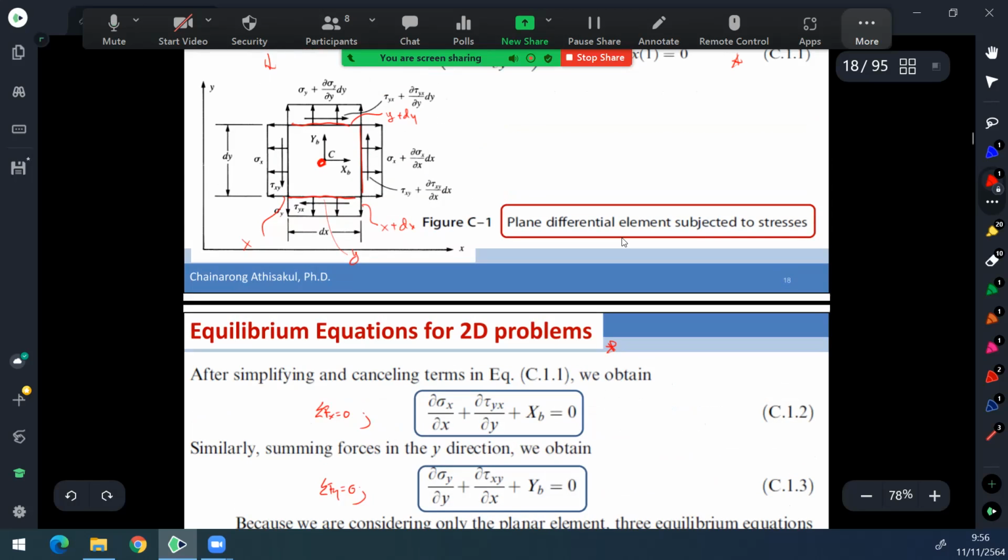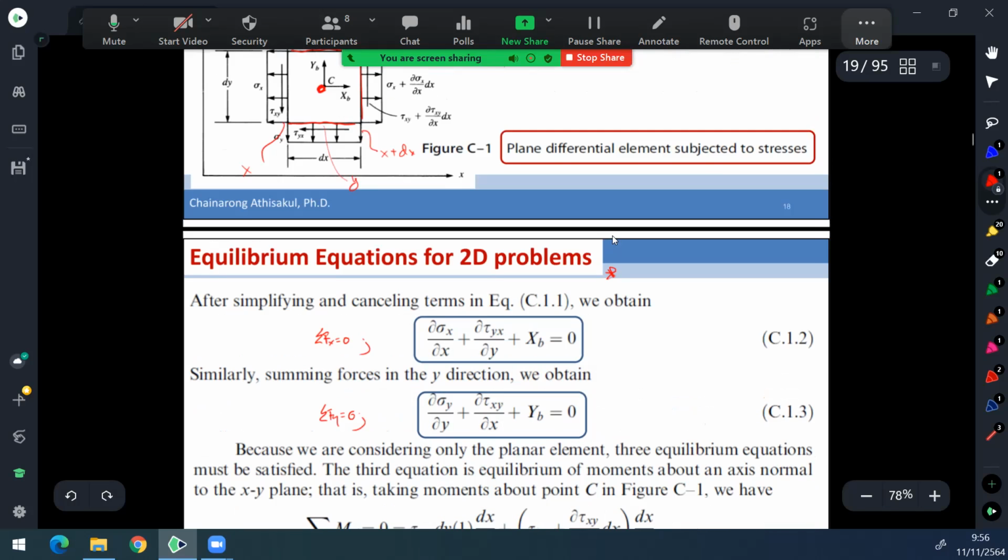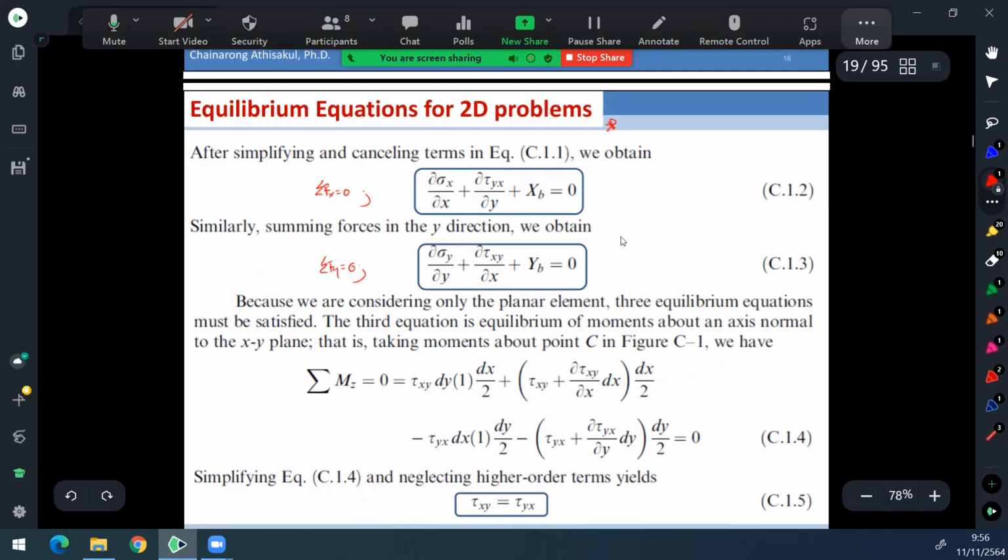This actually comes from the free body diagram of figure C1. We have these two equations, and also if we consider the summation of moment, it should be in equilibrium, so it should be 0 also. We obtain the symmetry condition, that is tau xy equal to tau yx. That is for some notation. The notation in finite element may use sigma x, sigma xy and sigma yx, but the mechanics of materials text may use tau xy, tau yx to represent the shear, and sigma x and sigma y represent the normal stress.